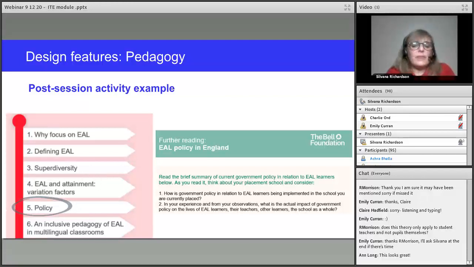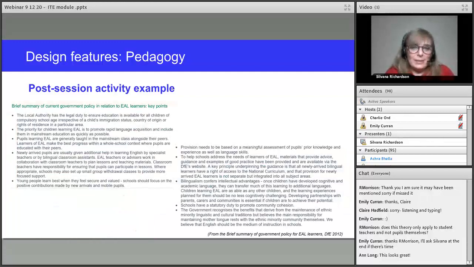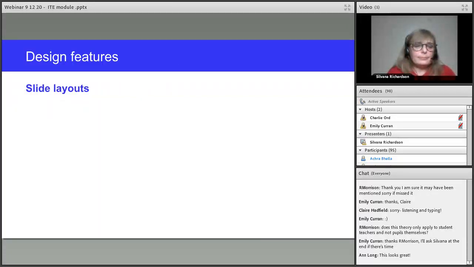where trainee teachers are invited to read a brief summary of current government policy in relation to EAL learners and to think about the placement school and consider how government policy is being implemented in the school where you're currently placed, and in your experience and from your observations, what is the actual impact of government policy on the lives of EAL learners, their teachers, other learners, and the school as a whole. So as you can see, there's a link back to their settings. That's the text.